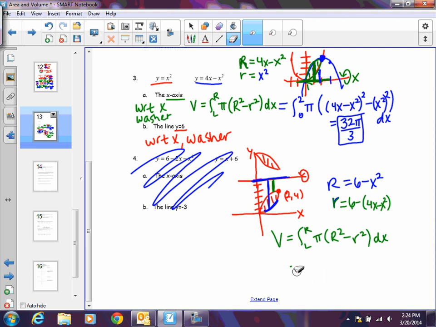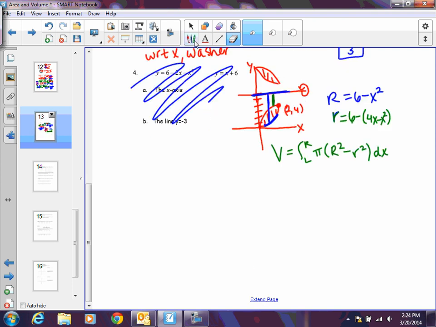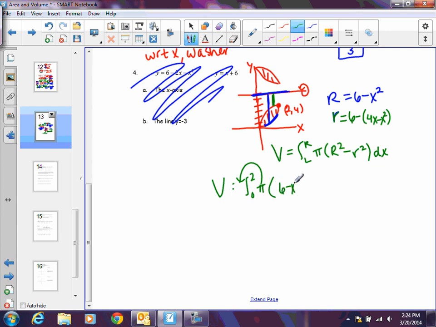Because I'm going to write this a little bit bigger. So this volume is 0 to 2, pi. And again, the pi could easily go out to the front. It doesn't really matter. Okay, 6 minus x squared. That's my big R. That needs to be squared. Minus my little r is 6 minus 4x minus x squared in parentheses squared. Okay, yeah, there's a lot of parentheses there.